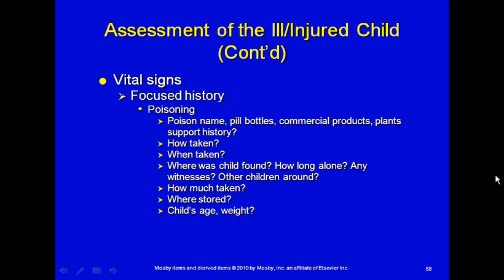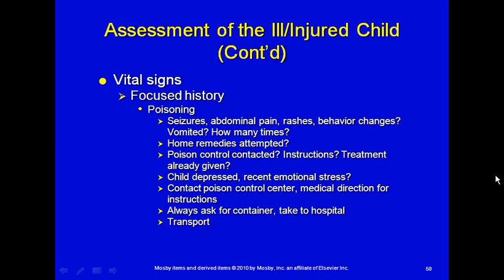How was it taken? When was it taken? Where was the child found? How long were they alone? Were there any witnesses? Are there other children around? How much was taken? Again, where is it stored? The child's age, and most importantly, the child's weight, because many of the antidotes that we give and medications that ALS will give will be based off weight. So if they can know the weight, they can convert that quickly to kilos and go from there.